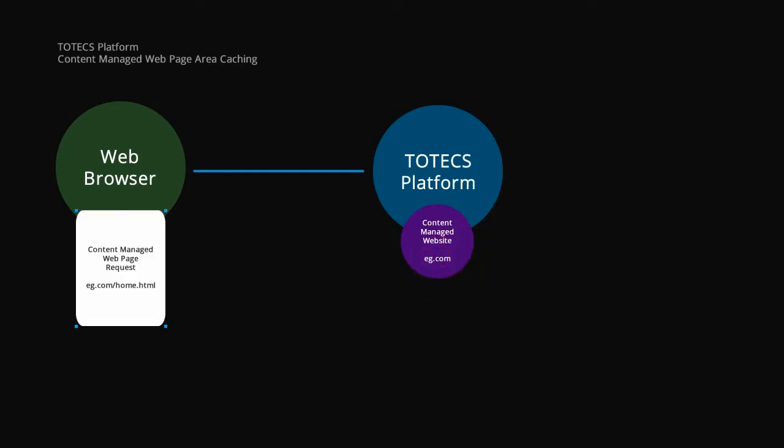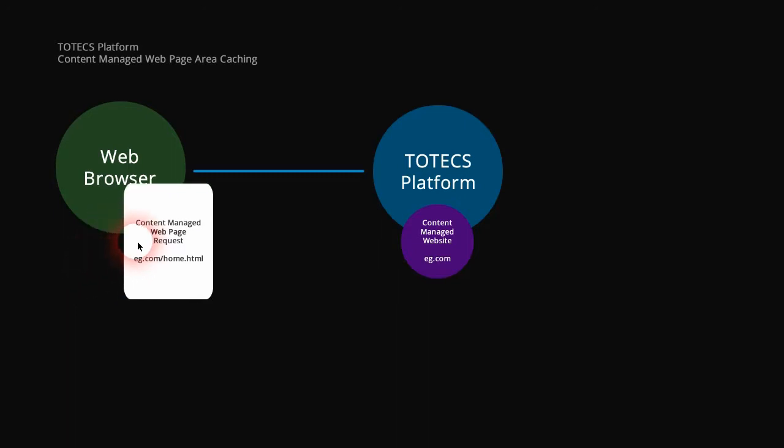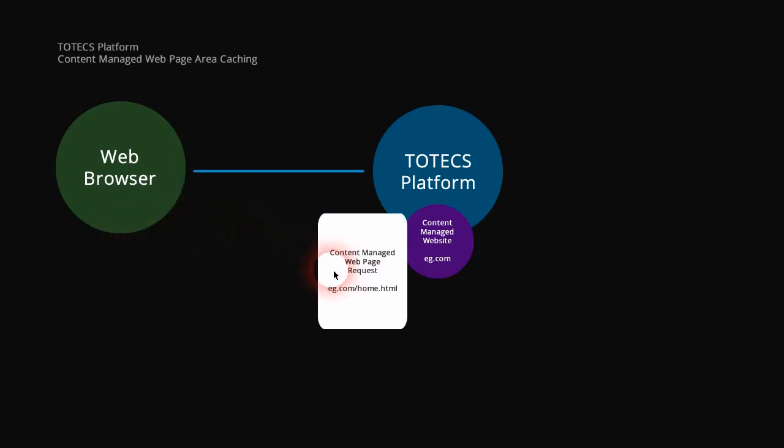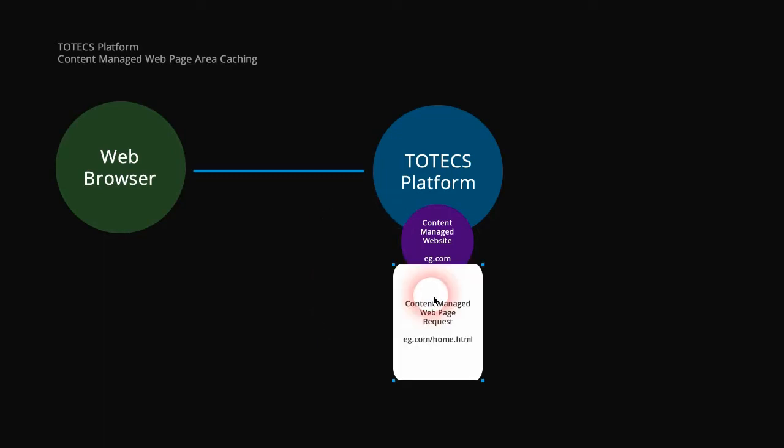The first thing that happens in a web browser is we set the address where we want to obtain a web page. That request is then sent over the internet, and then TOTECS works out which website that request is relevant to. Then for that website, it begins to generate a web page to return to the web browser.